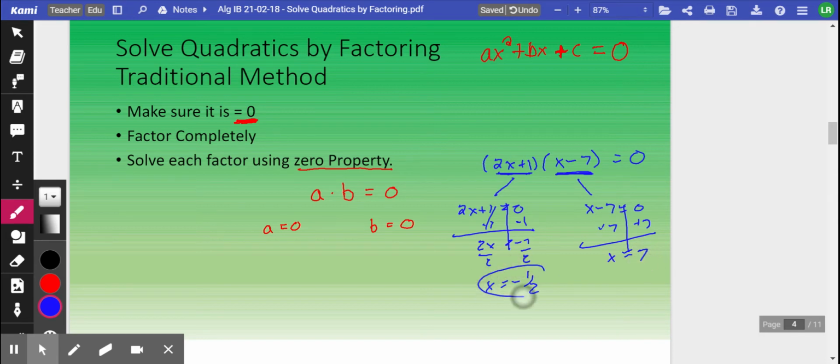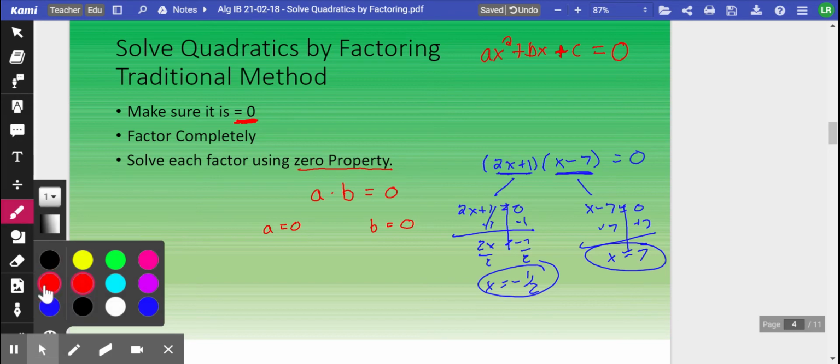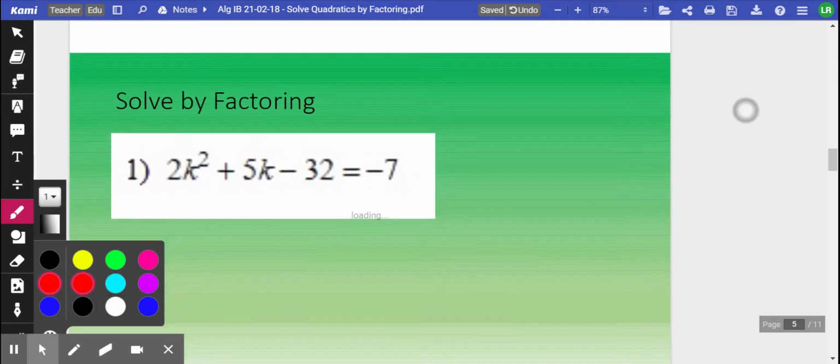Now, yes, you are going to get two different solutions for the majority of these. If it's the same number twice, you only have to write it once. But the majority of these, you are going to get two solutions. So let's look at a couple problems all the way through so you can see how this works.